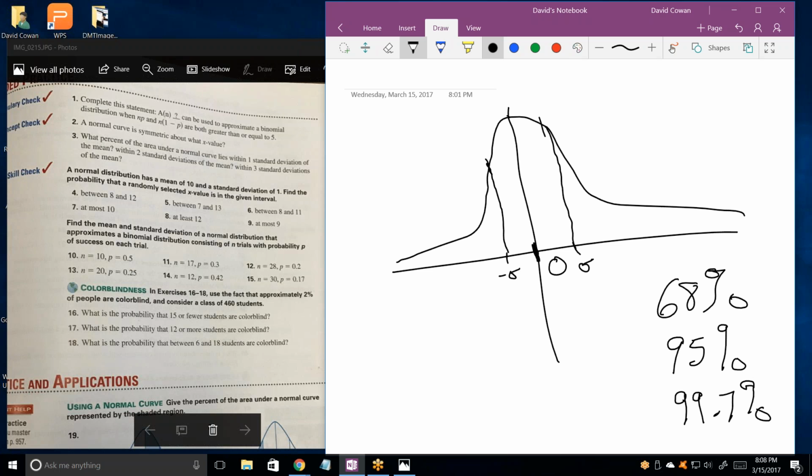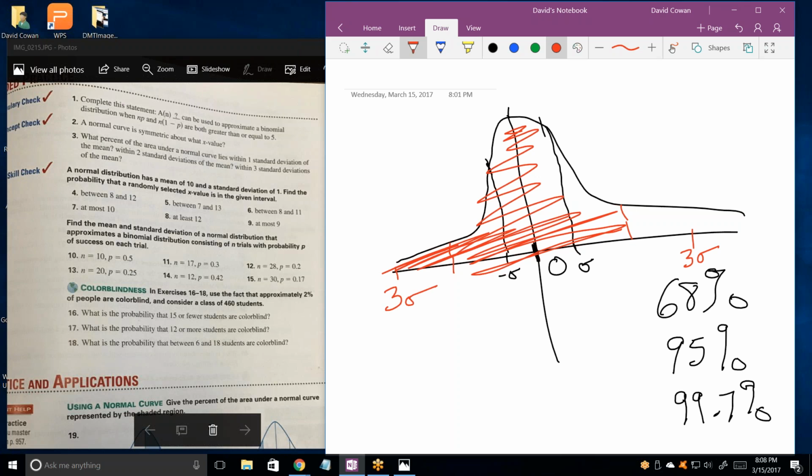If I go 2 standard deviations out, this area represents 95% of the area under the curve. And if I go 3 standard deviations each direction, now this area is going to be 99.7% of the area under the curve. That's how that works. That makes sense.